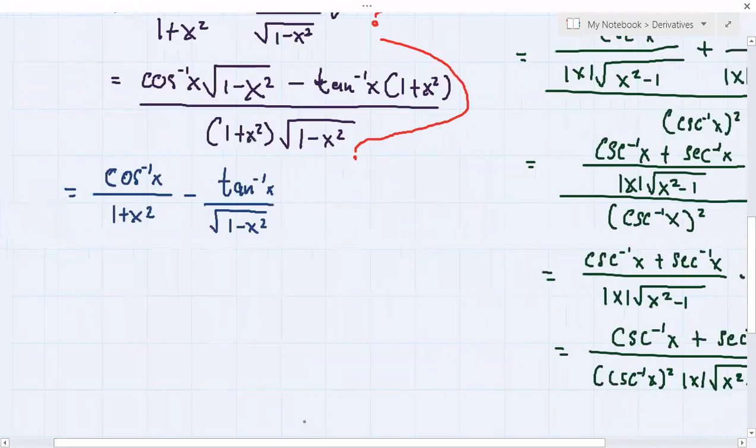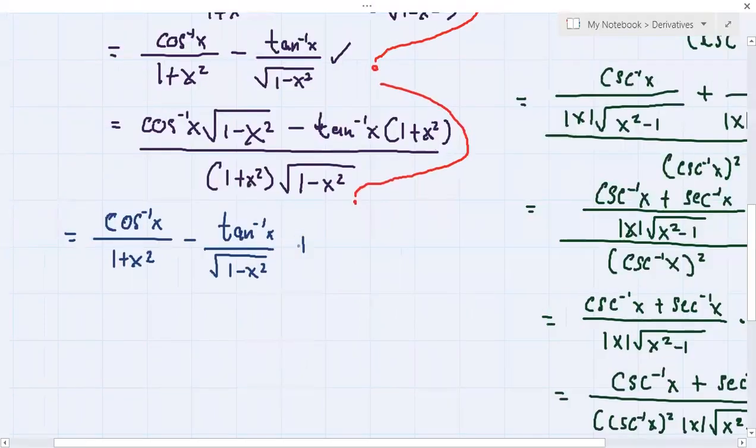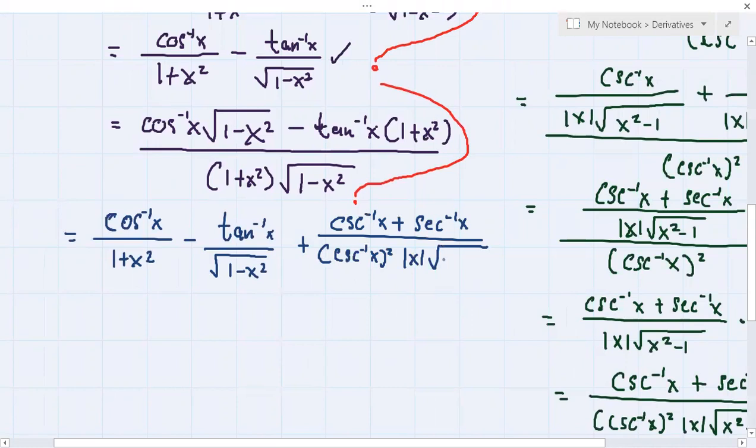Okay? So hence, what we will have here is that the answer for the second term is arc cosecant plus arc secant all over arc cosecant squared times the absolute value of x times the square root of x squared minus 1. Yan yung magiging sagot natin. Okay, this is your final answer. Or, pwede pa natin siyang i-simplify actually.